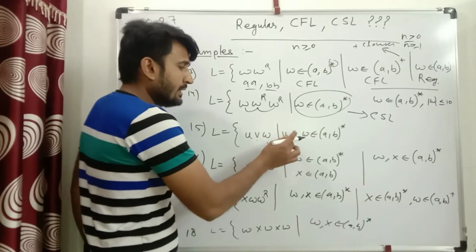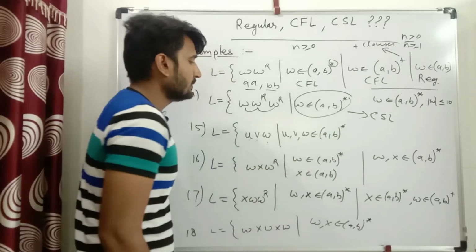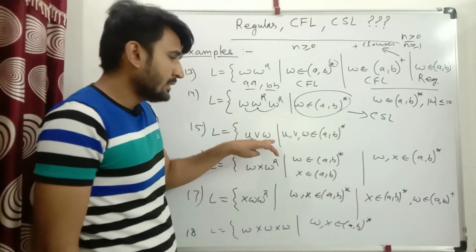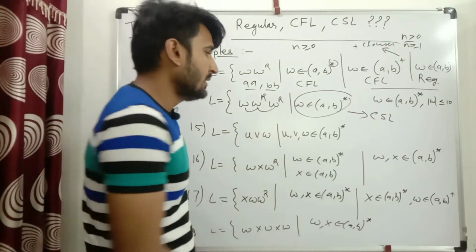Now take one more. UVW, where U, V, W belong to {a, b}*. There is no comparison between the three strings. So it is regular.